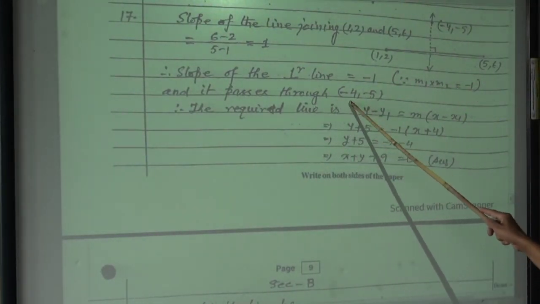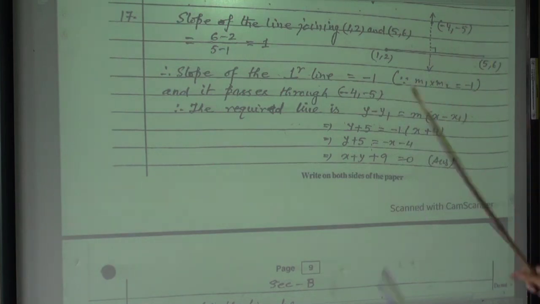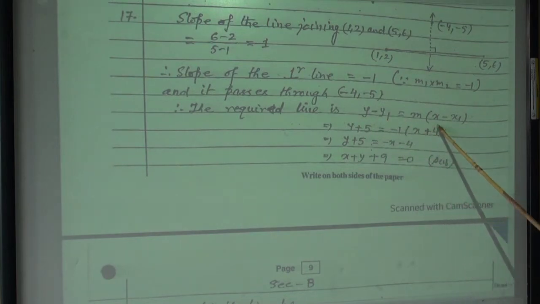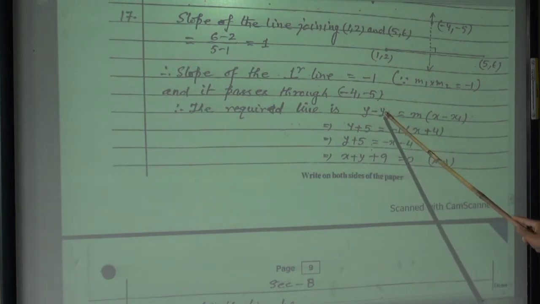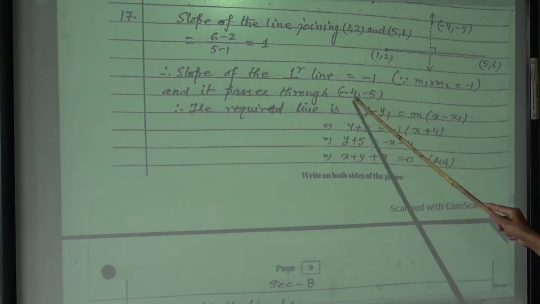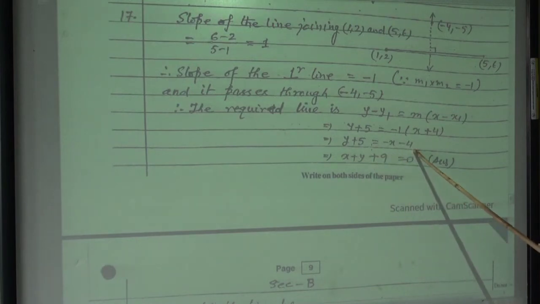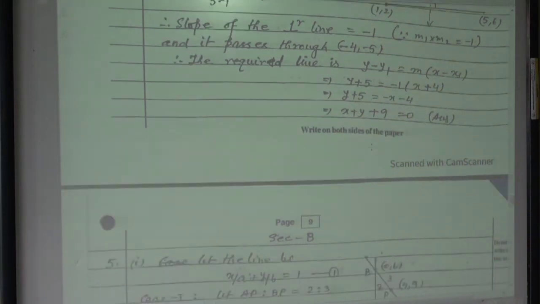The line is passing through the point minus 4, minus 5, given in the question. Slope and point are known, so I have taken the slope point form. y1 value is minus 5, x1 value is minus 4, replacing m value as minus 1, opening the bracket and simplifying, the equation has come x plus y plus 9 equal to 0.